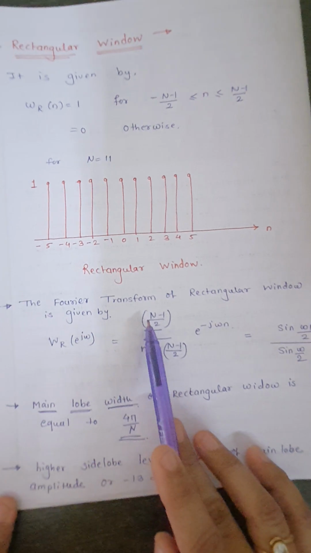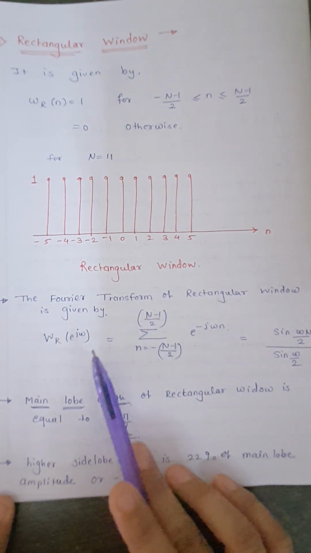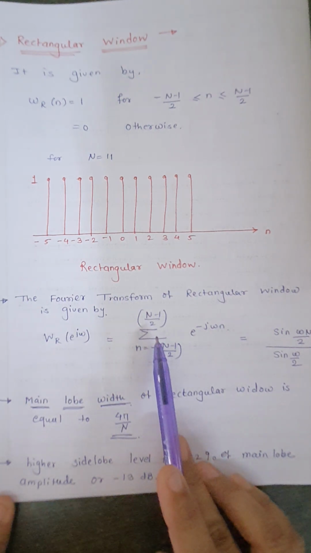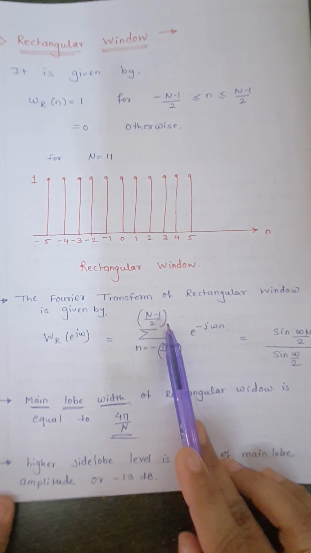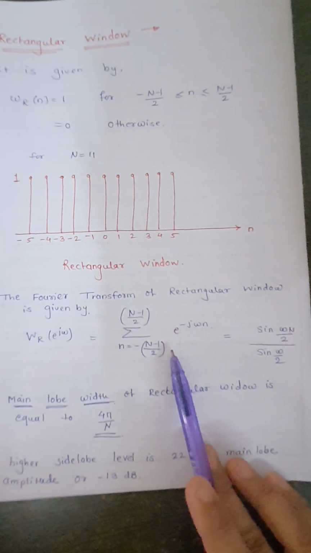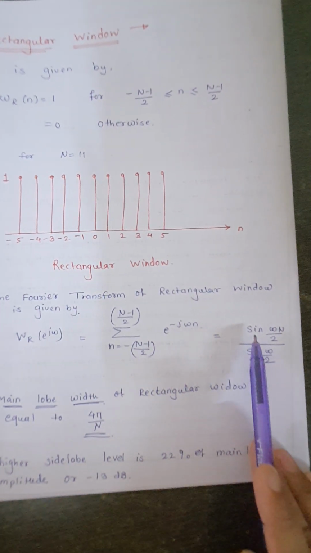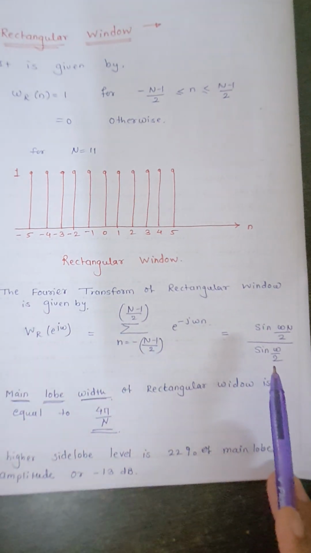The Fourier transform of rectangular window is given by W_R of e raised to j omega is equal to summation from n equal to minus (N minus 1) divided by 2 to plus (N minus 1) divided by 2 of e raised to minus j omega n. If we simplify this, we will obtain sine of omega N divided by 2 divided by sine of omega divided by 2.